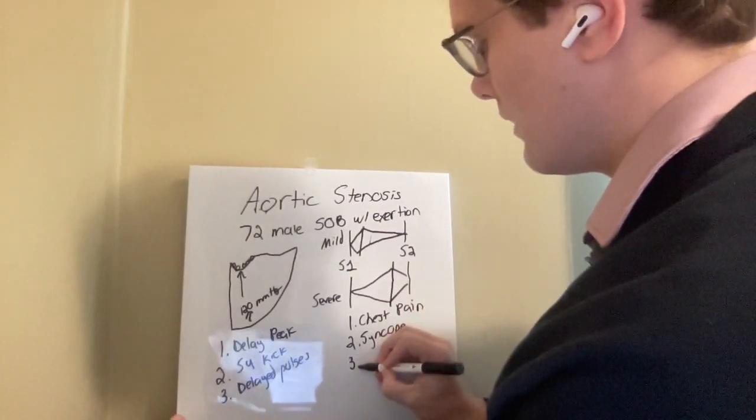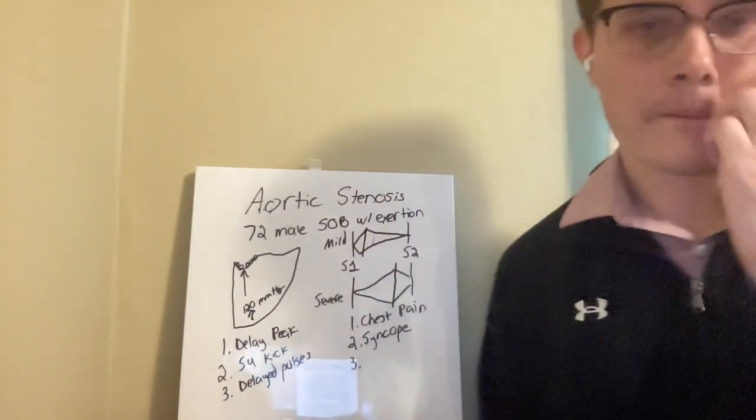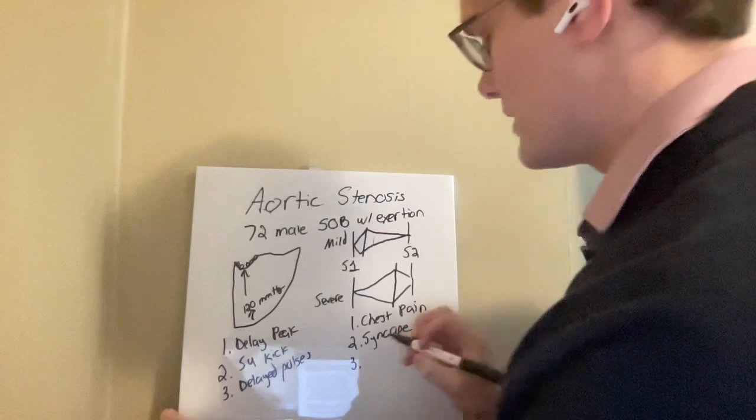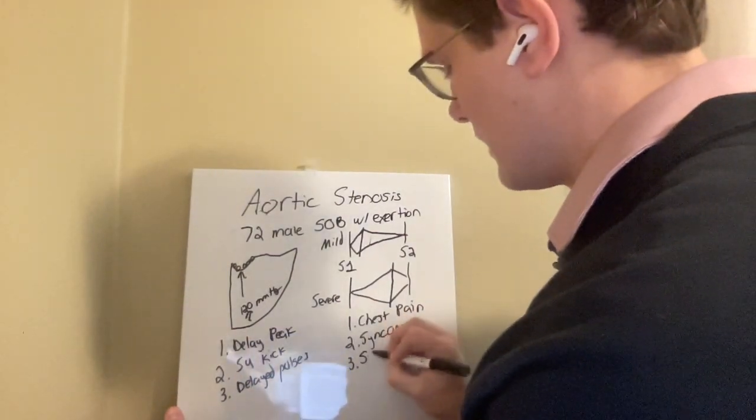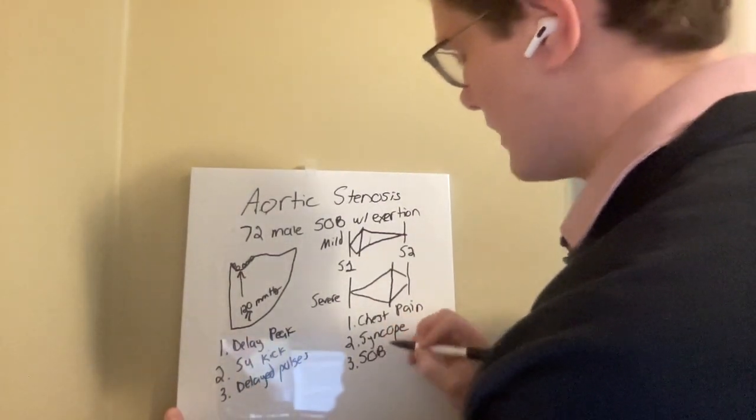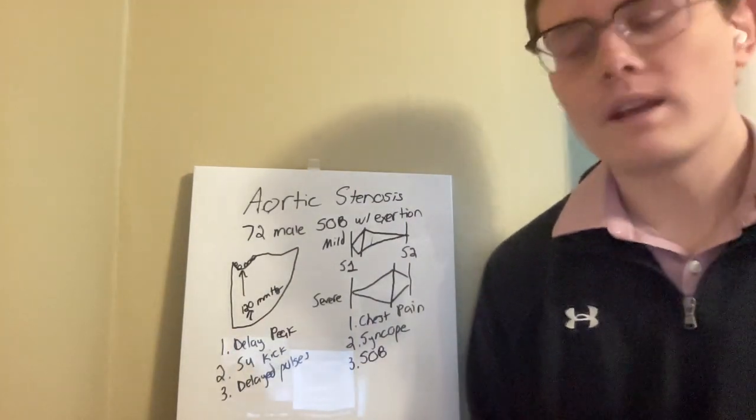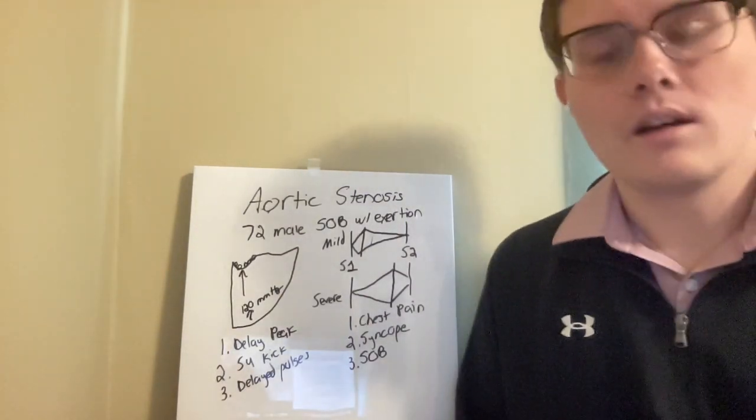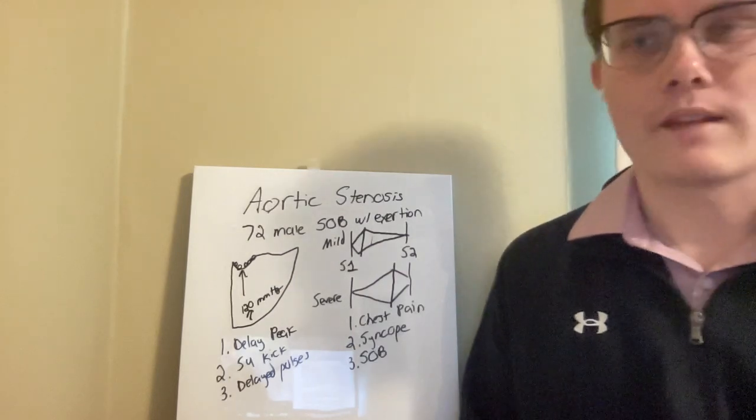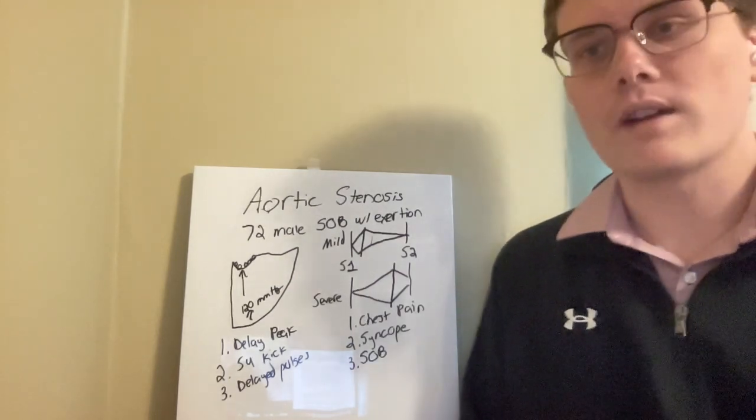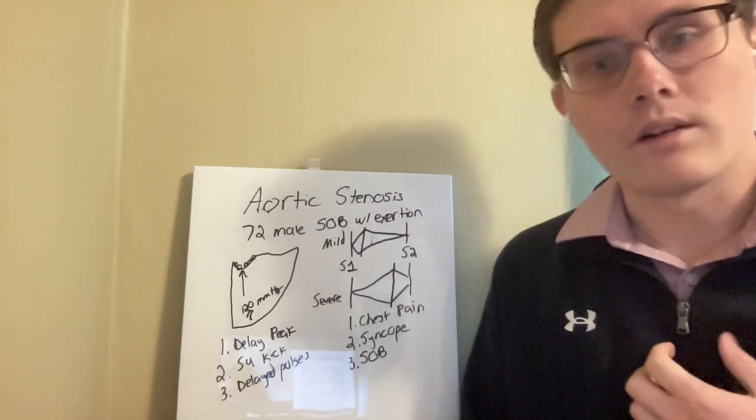And finally, these patients can develop shortness of breath with exertion, similarly to a heart failure picture. And this right here is what led our patient to come in. Now, obviously, whenever a patient comes in with any type of chest pain, it's always smart to get a troponin and an EKG to rule out if they're having an acute myocardial infarction.